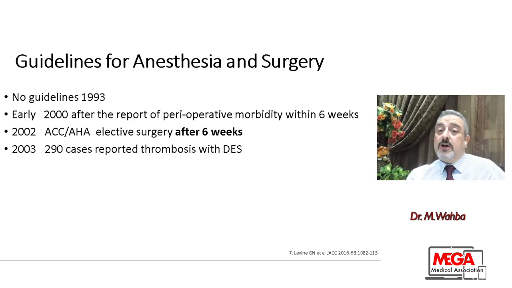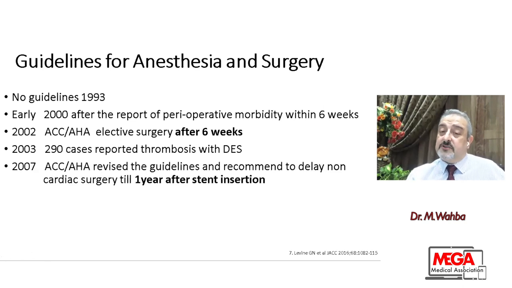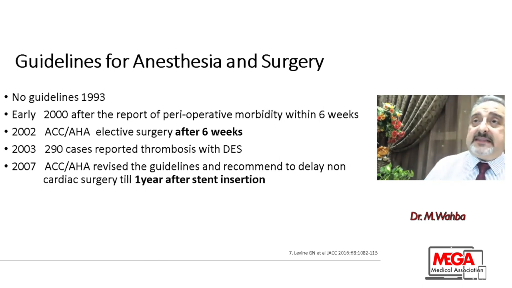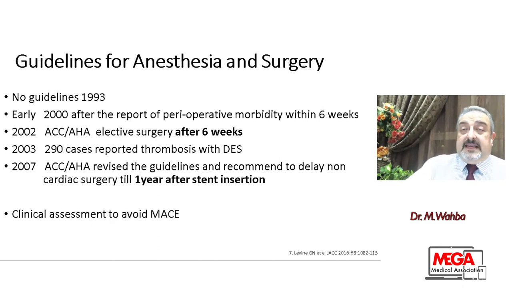And in the year 2003, 290 cases reported thrombosis again with the drug-eluting stent. That made the American Heart Association and the American Society of Cardiologists sit again and say, no, that 6 weeks was not acceptable at all. Better to give 1 year after the stent insertion for the dual antiplatelet to work and for the patients to have good epithelialization. That was beautiful because the complications stopped completely after they gave a wide range of 1 year after the stent insertion. Good, yes, but unfortunately, the number of cases accumulated all over the world, mainly in the USA, because I got this presentation from the American Heart Association. The number of cases was increasing dramatically.